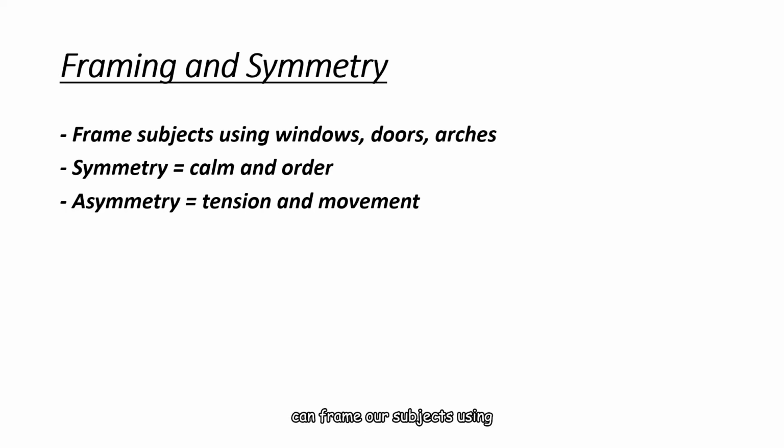We can frame our subjects using architectural elements like windows or doorways, creating visual focus. Symmetry adds calmness and order, while asymmetry adds tension or interest. Choosing the right balance depends on the story we want to tell.